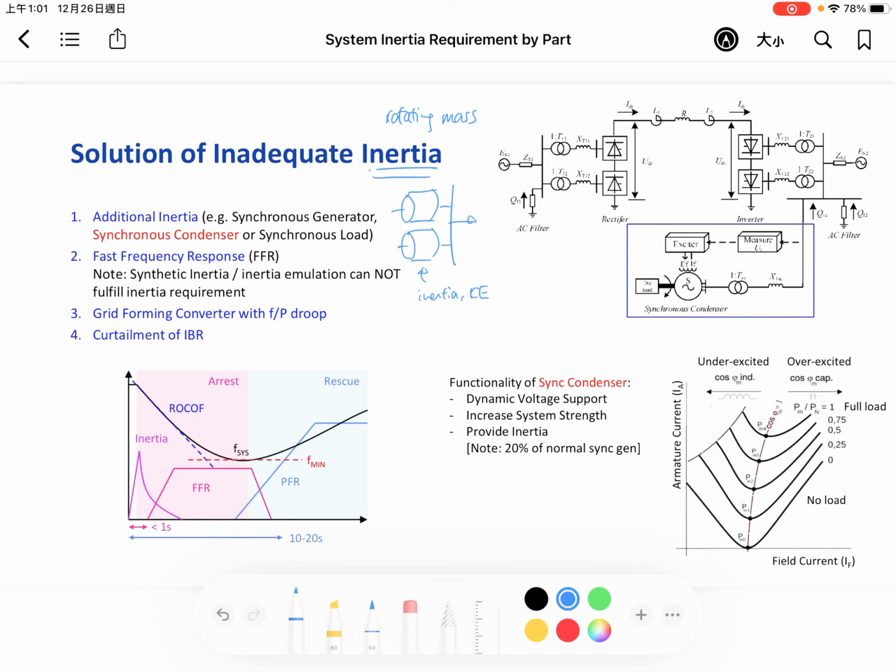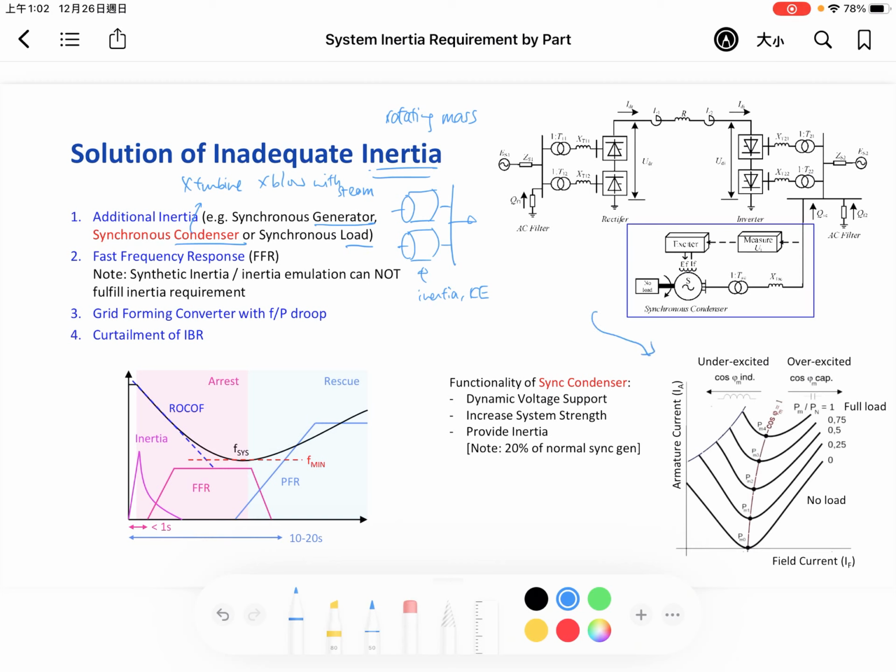How come there is rotating mass? Just think about the generator and load. But one thing is called the condenser. A condenser is when we don't have the turbine, or we have a turbine with no load, which means that we don't blow it with steam. Then it keeps rotating and generating reactive power according to the excitation.